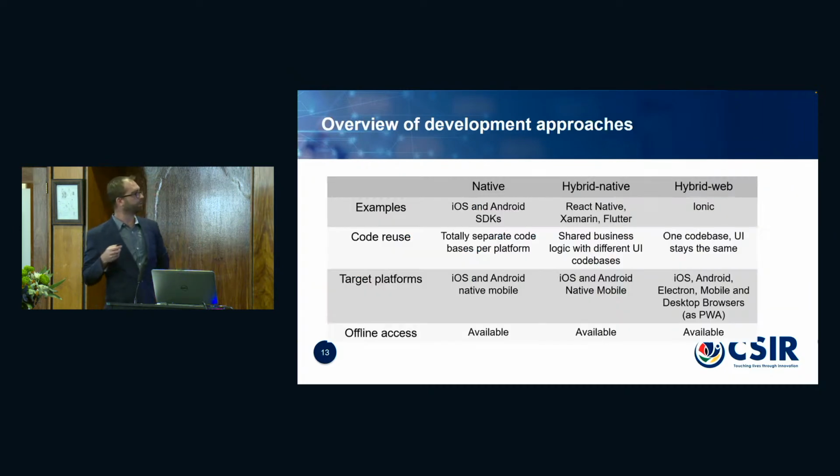So just an overview. As I said, native, you're going to have totally separate code bases per platform. So if you're going to develop an Android app and an iPhone app, those are two separate code bases, two projects almost. If you're going to use a hybrid native approach, you'll be able to deploy to iPhone stores and Android stores, and mostly you can use the same code, but for certain special applications, maybe you would have to have different code bases just for that.